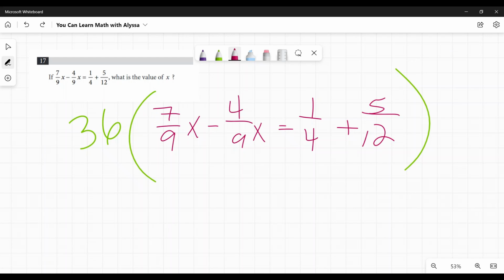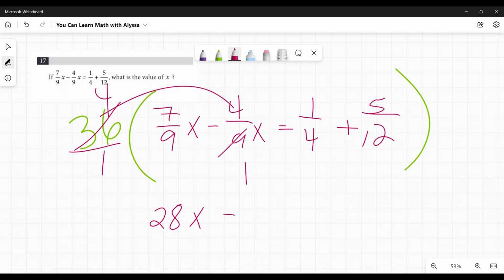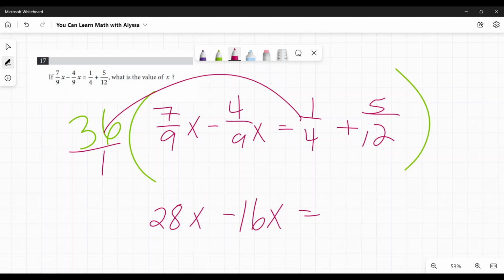If we multiply 7/9 by 36, because you view this as 36 over 1, then the 9 and the 36, that's going to leave 1, that's going to leave 4. So 4 times 7 would be 28. So 28x. Here, 36 over 1 times -4/9. Again, the 36 and the 9, that becomes 1, that becomes 4. 4 times 4 is 16. 16x. On this side, 36 times 1/4. What's a fourth of 36? Or 36 divided by 4 is 9.